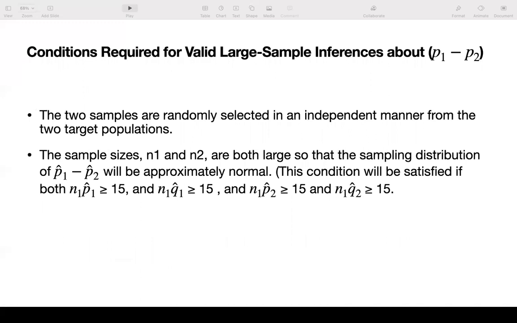And also the conditions required for valid large sample inferences about the difference between the proportions. The two samples are randomly selected in an independent manner from the two target populations. And also the sample sizes N1 and N2 are both large, so that the sampling distribution of the estimated difference will be approximately normal. This condition will be satisfied if N1 P1, N1 Q1, N2 P2 and N2 Q2 are all larger or equal to 15.